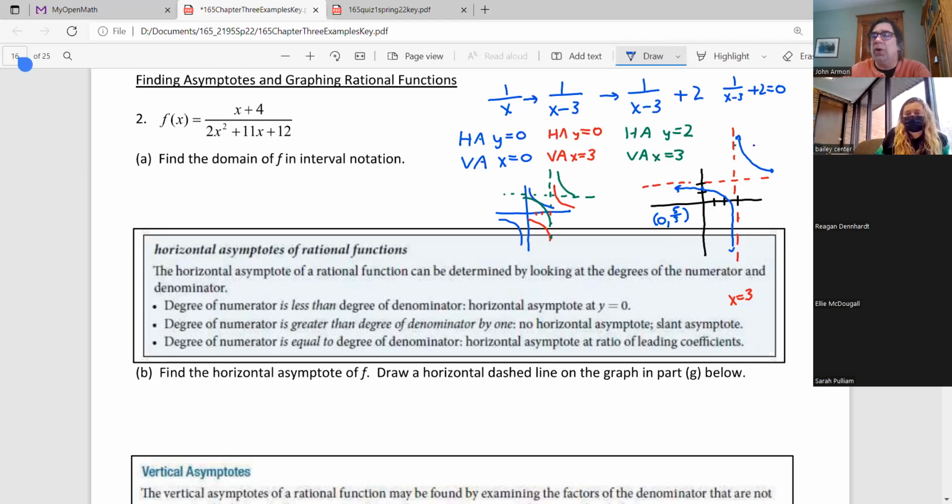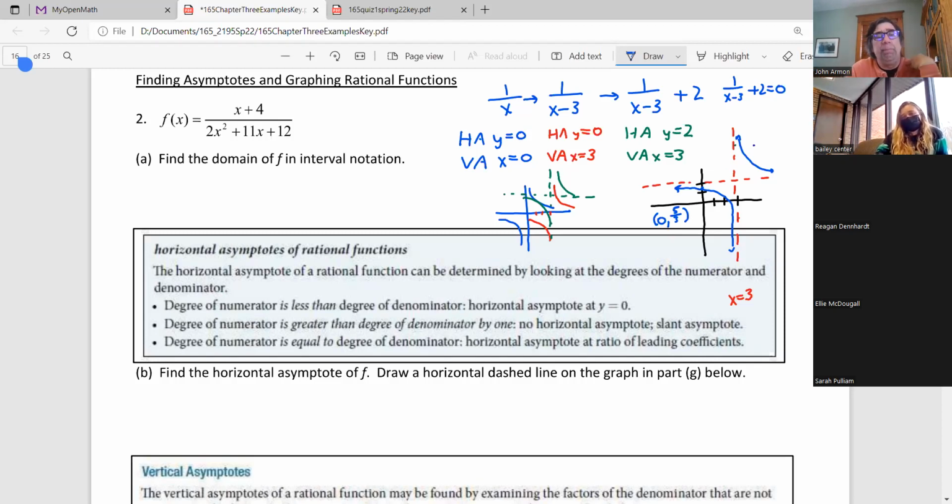Now, it's a little bit more streamlined process. We know where these asymptotes are. We're just using a few key points on the graph to sketch what the rest of the graph looks like. So if we know where these asymptotes are and the intercepts, we can get a pretty good sketch of the graph pretty quickly here. So let's go ahead and do number 2.